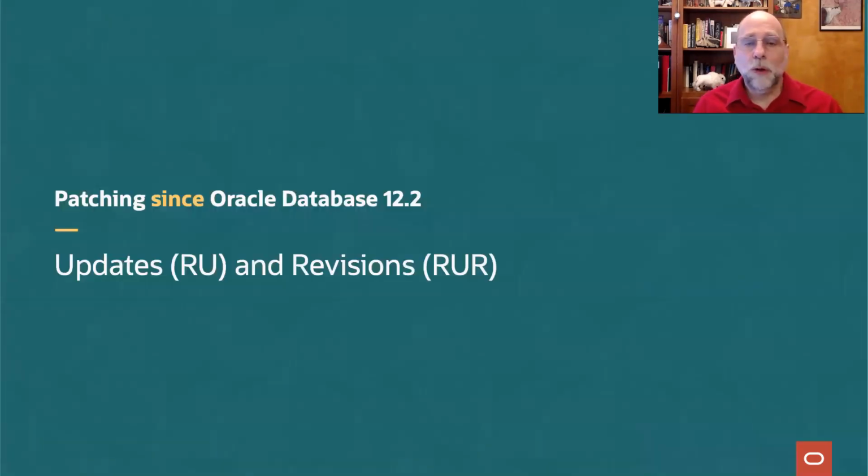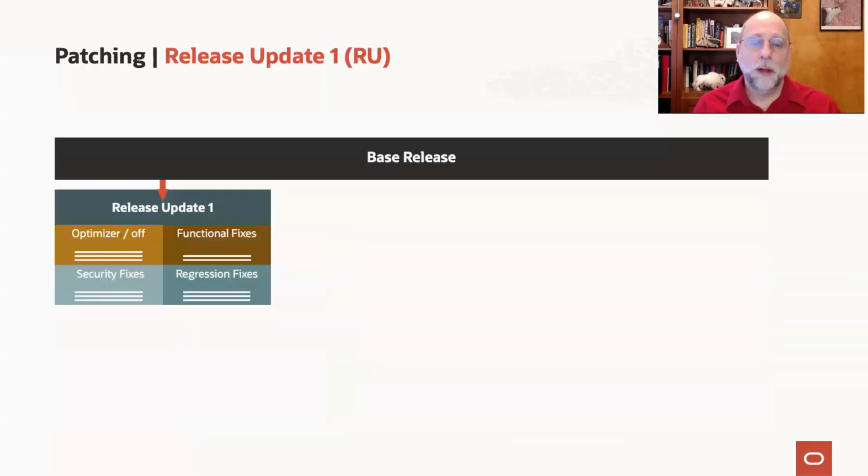Now, let's talk about what you're going to see when you go to 19. And that's terminology such as release updates and release update revisions. The release update is the fundamental patch bundle that we release each quarter for 12.2, 18, 19, and beyond. And if you look at the contents of that release bundle, it's security fixes, regression fixes, optimizer fixes delivered disabled by default, and then functional fixes for the most commonly encountered or highest value customer filed bugs. That is what we used to call the database bundle patch.